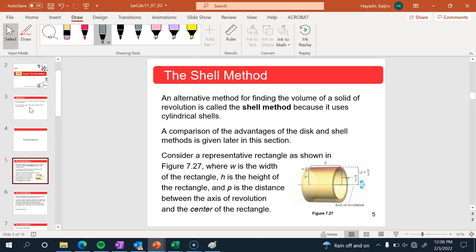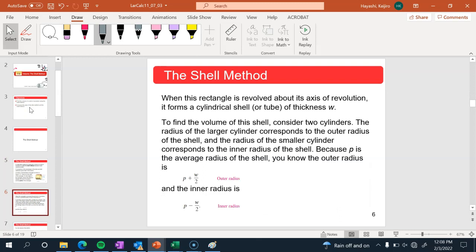So this will require slightly less prefacing, because a lot of the principles were discussed when we talked about the disk method. Don't worry about this too much.